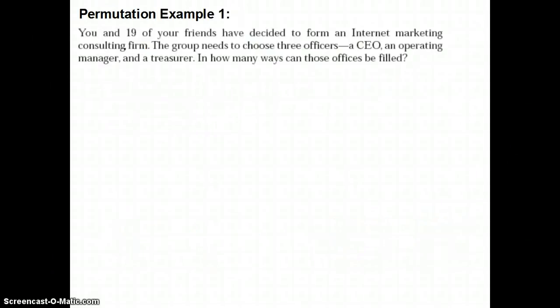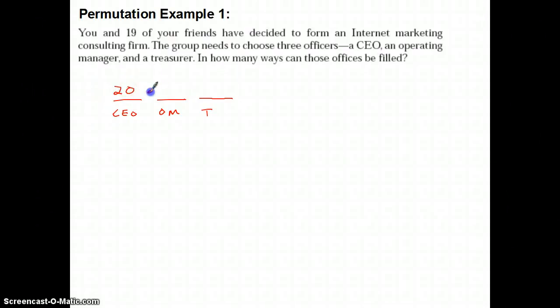Let's look at this first example here. It says that you and 19 of your friends have decided to form an internet marketing consulting firm. The group needs to choose 3 officers, a CEO, an operating manager, and a treasurer. In how many ways can those offices be filled? We have 3 different positions that need to be filled, and we have 20 different people that could fill those positions. In our first spot, we're picking the CEO, and we have 20 different people.